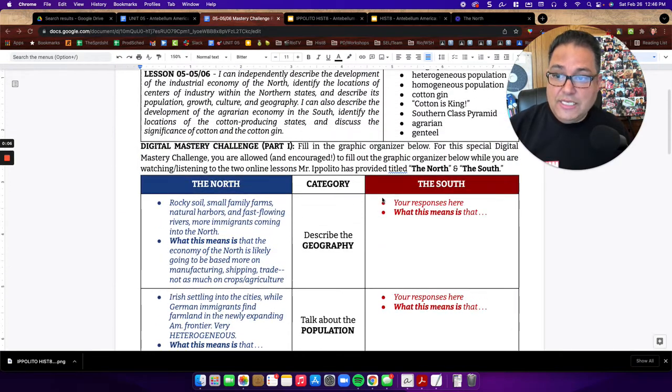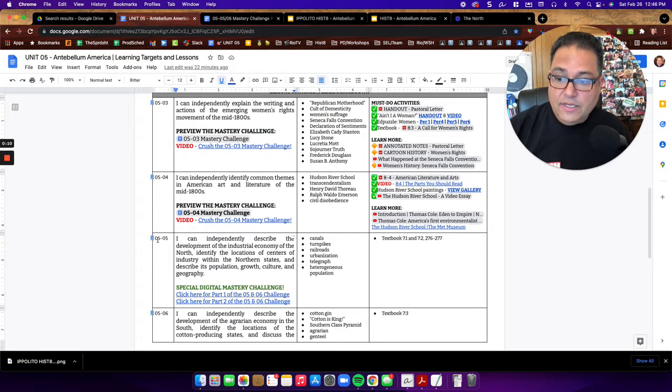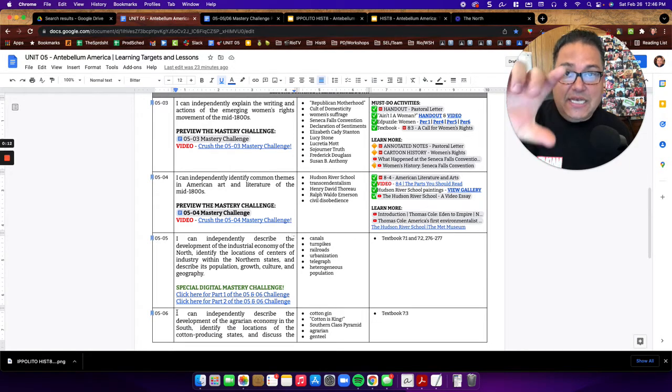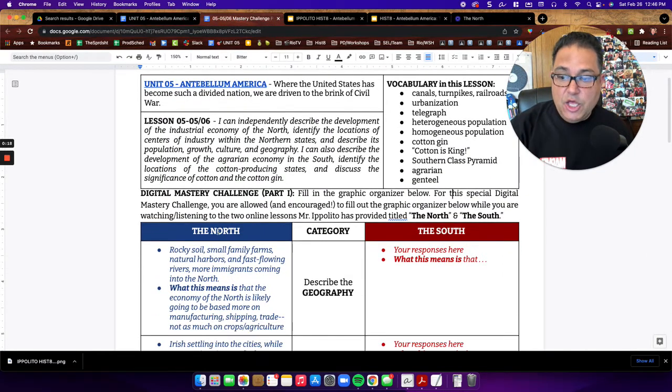And if you're doing this in order, you already would have learned about the North, right? So essentially where we are is, let me show you this first. We are on 5.5 and 5.6. I'm doing both of these together because we're learning about the North and the South simultaneously and how they compare to each other.